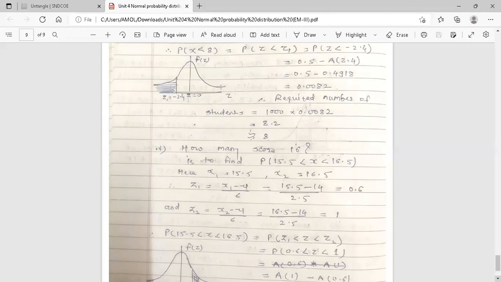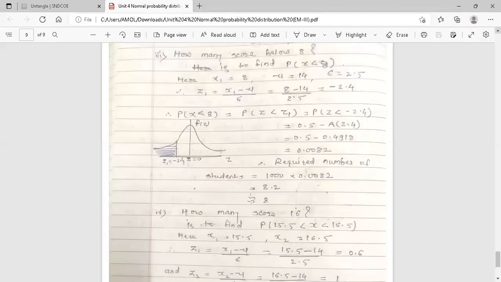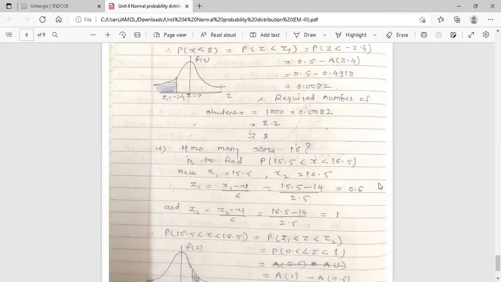Because the average of 15.5 and 16.5 is 16, we are going to find the probability between 15.5 and 16.5. Here you assume x1 is 15.5 and x2 is 16.5. Now you convert x1, x2 in terms of z1, z2. So z1 is x1 minus mu upon sigma. You know that x1 is 15.5, and mu and sigma are the same throughout this example, 14 and 2.5 respectively. Put in the values and simplify it to 0.6.